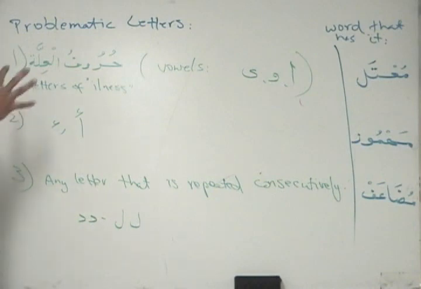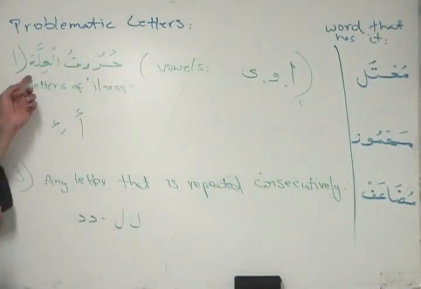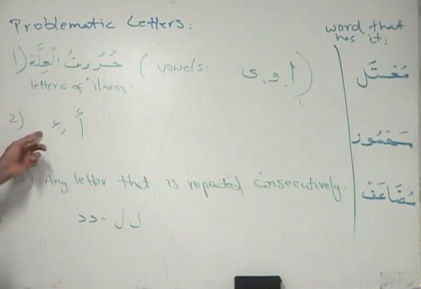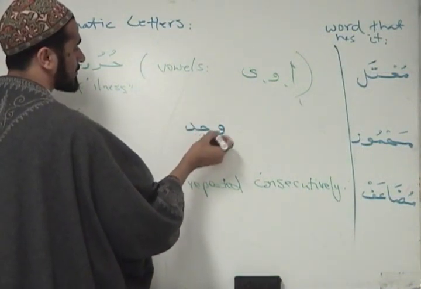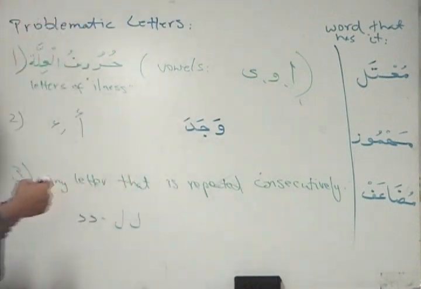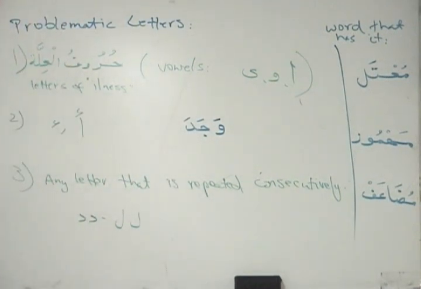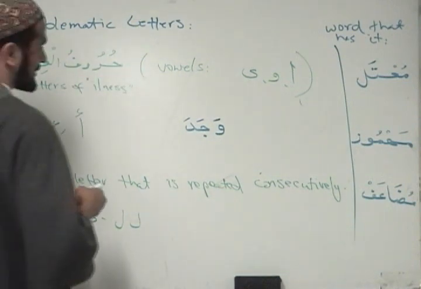So that's nothing new. It's the same stuff, but we just give them a name. If you find this in a word, you call it mu'tal. If you find this in a word, you call it mahmuz. If you find this situation in a word, you call it mudha'af. Okay? So, example. What's wajada? It has to be mu'tal, mahmuz, or mudha'af. It's mu'tal because it has those letters.